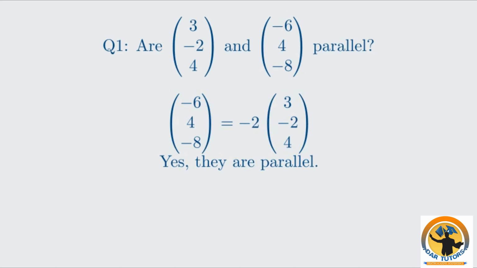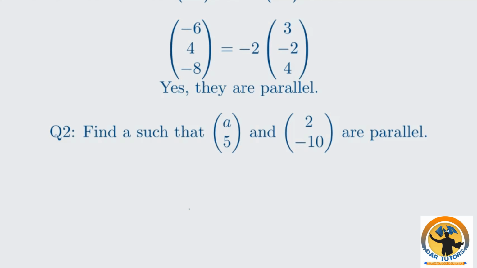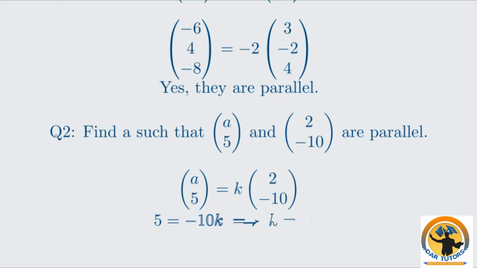Now for question 2. For the vectors to be parallel, <a, 5> must equal k times <2, -10>. From the second component, 5 equals -10k, so k equals -1/2. Substituting this into the first component, a equals -1/2 times 2, which gives a equals -1.